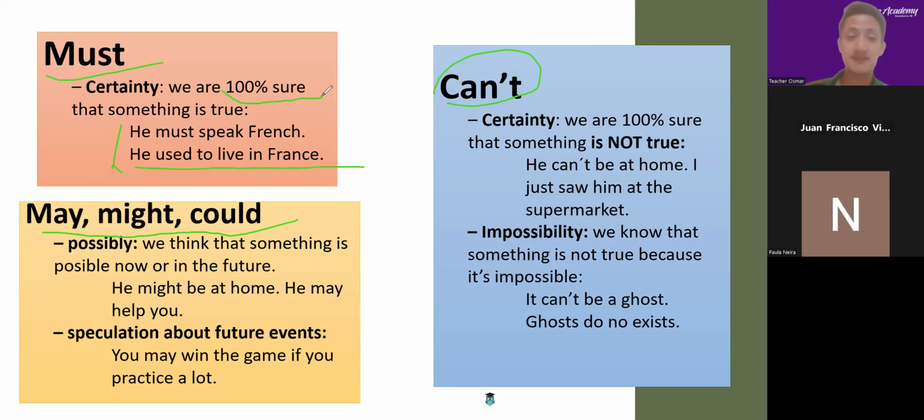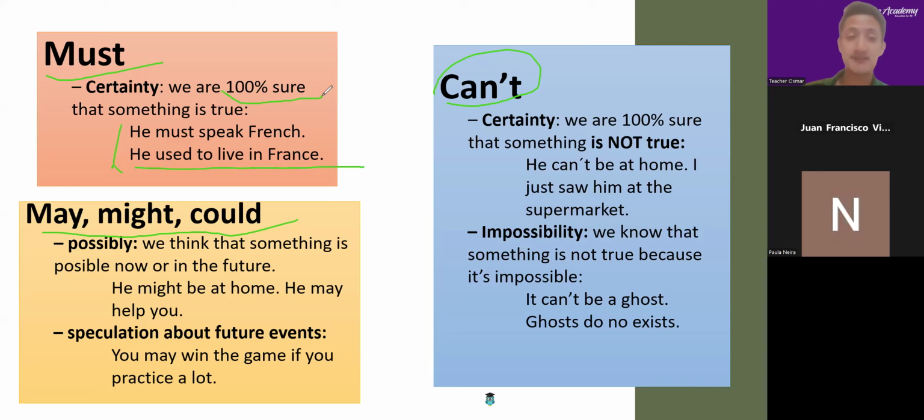Then, my dear students, we have may, might, or could. They are like synonyms. We can use them as synonyms, may, might, or could, when we know that something is possible. Something is possible, but not 100% sure, okay? Maybe a 50-50. 50% seguros, 50% inseguros. We think that something is possible now or in the future.